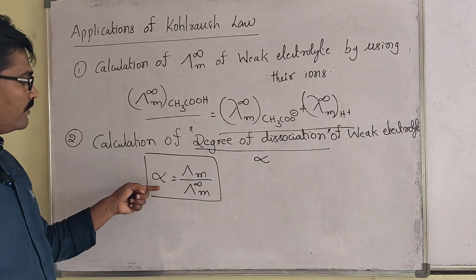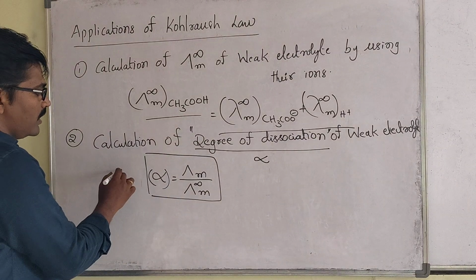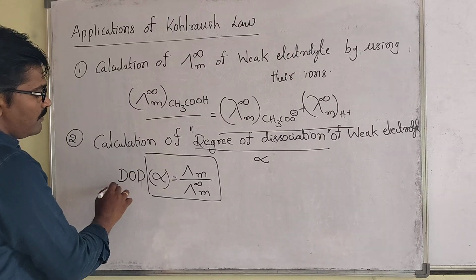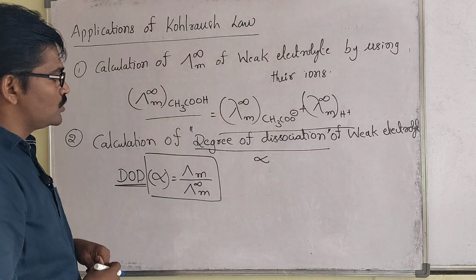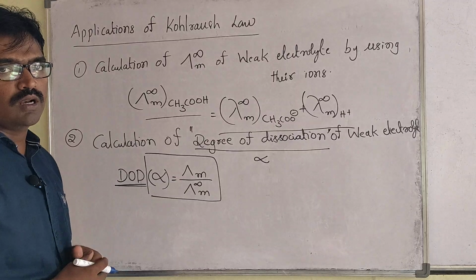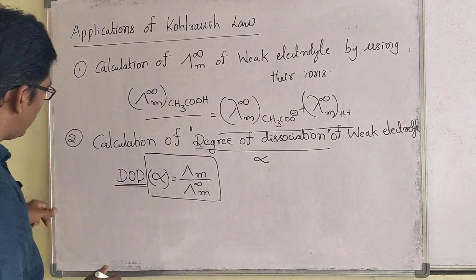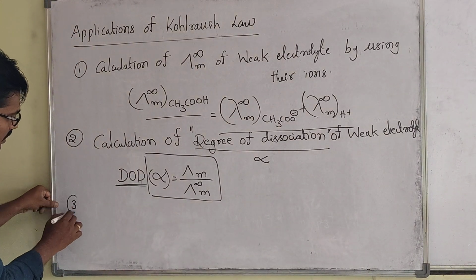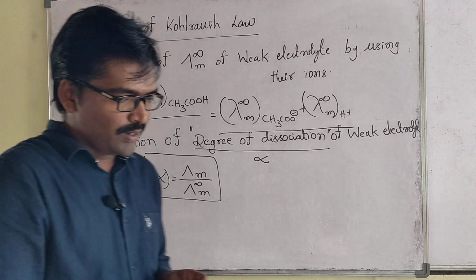So alpha, you can define. Alpha is nothing but what? Degree of dissociation. You can find out the degree of dissociation by using molar conductivity and limiting molar conductivity. So third application, just wait.